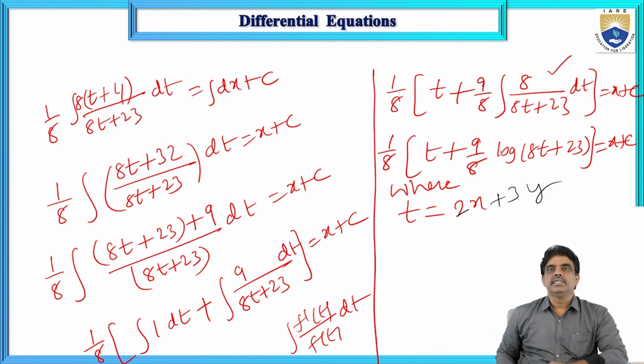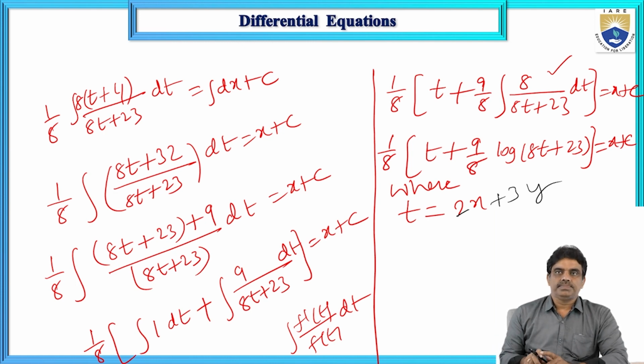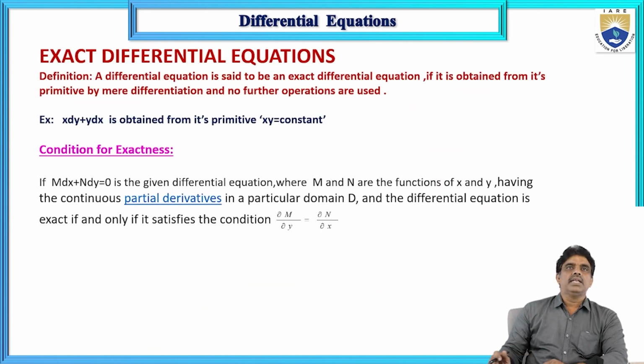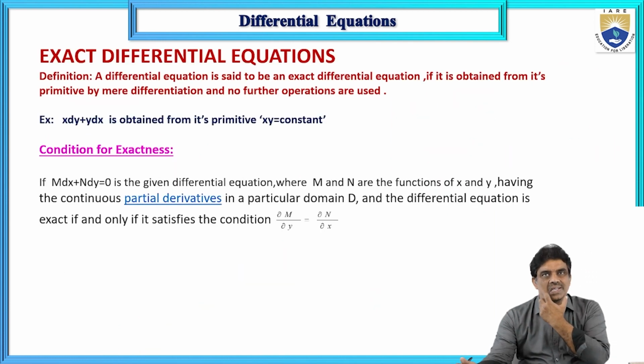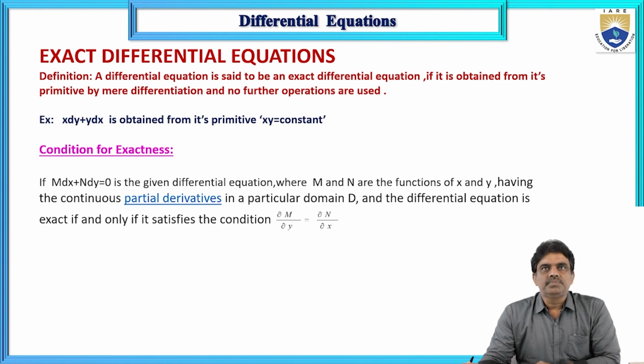The next method is exact equations. Suppose the given differential equation is an exact equation. So what is an exact equation? An exact equation means a differential equation is said to be an exact differential equation if it is obtained from its primitive by mere differentiation and no further operations are used.